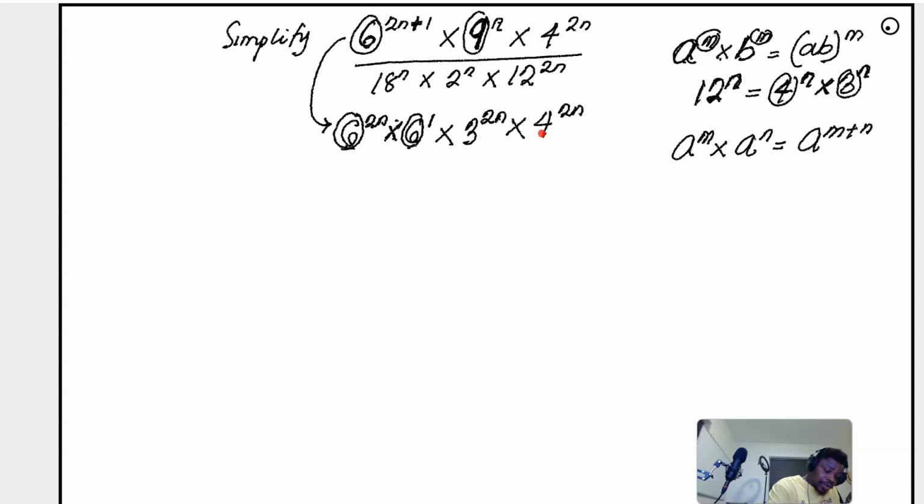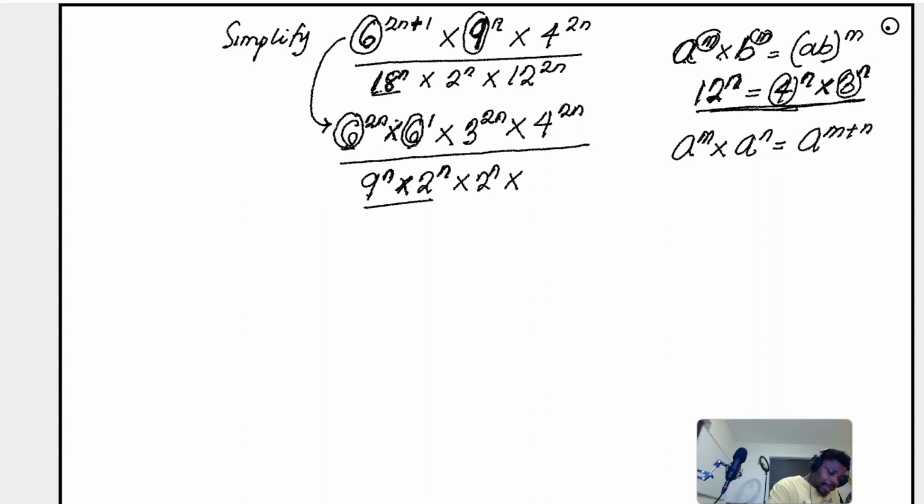This is 4 raised power 2n. I can still write it as 2 raised power 2 as 4, then put 2n there. But I noticed that I can rewrite this 18 raised power n as 9 raised power n times 2 raised power n, right? Based on this here. So same power, different bases, and you're multiplying. So 9 times 2, that will be 18, you maintain n. Times, so this one is 18 times 2 raised power n times 12 can still be written as 4 raised power 2n times 3 raised power 2n.